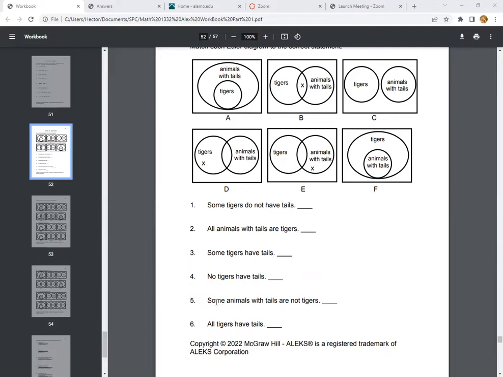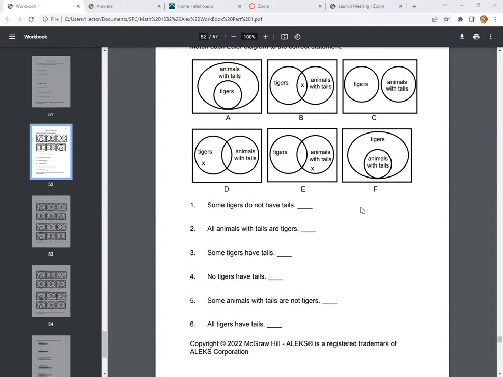And let's see, number 5, some animals with tails are not tigers. So basically what you want is an X on the animals with tails set outside of the tiger set. And if we look at E, that would be the one, right? So you have an X in the animals with tails and outside of the tiger set, which is saying that some animals with tails are not tigers. So then 5 is E.